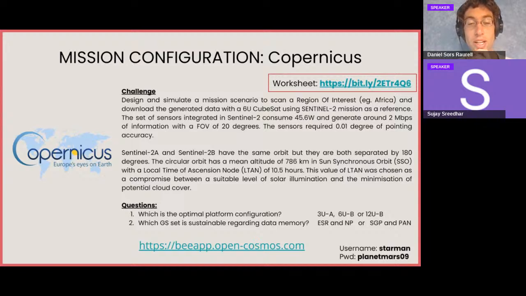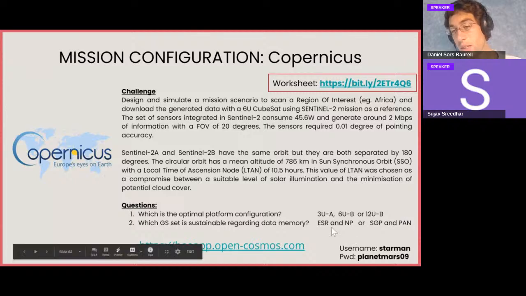And the second one, the one we're going to answer right away because we're running out of time, is which ground station set is sustainable regarding data memory. And here, I'm not going to ask you to run the simulation. At this stage, you probably know better where to see the satellite. This satellite is in a sun-synchronous orbit, as you can see here. So for a sun-synchronous orbit satellite, where is it better to place a ground station? In the polar latitudes?